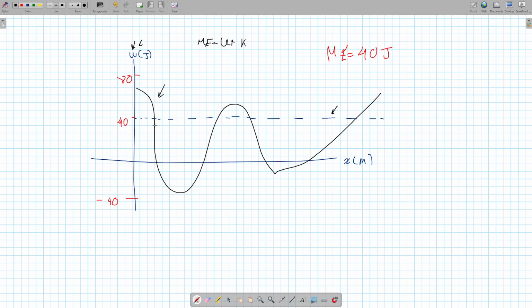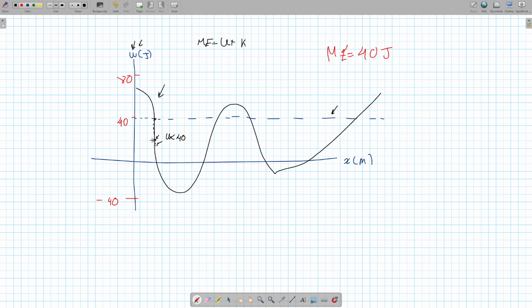Okay, so think about it like this. At 40 joules, it goes down. Here, potential energy is less than 40. So to make up for the other part, it needs to reach 40. The total has to be 40, right? The mechanical energy. To make up for it, there will be a kinetic energy.